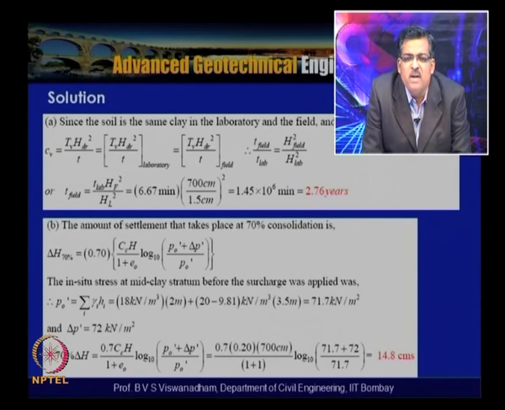So the amount of settlement that takes place at 70% consolidation: here what we need to understand is that the degree of consolidation is determined by settlement at any time to final consolidation settlement. So settlement at 70% consolidation divided by the final consolidation settlement. Therefore, the degree of consolidation is given as 0.7. For that, the settlement at 70% consolidation is obtained as 0.7 into the expression for the final consolidation settlement we have used here. So with that, we have got the settlement of the particular levee at the mid stratum depth at 70% degree of consolidation, and this works out to be around 14.8 centimeters.